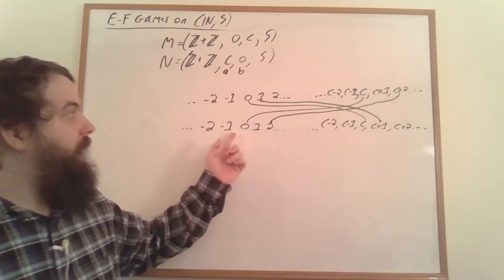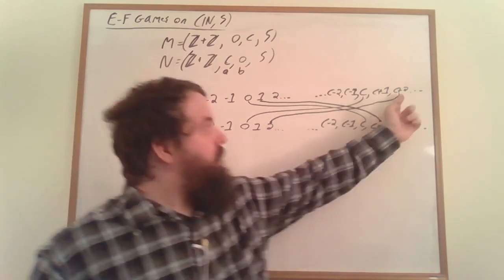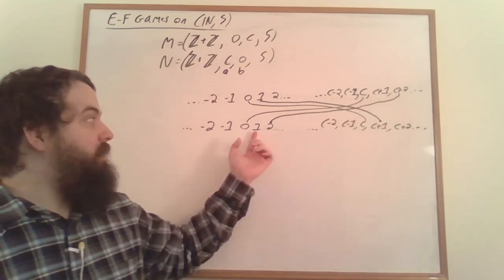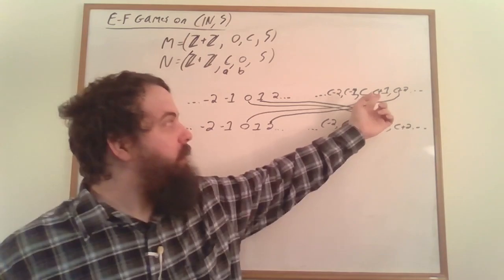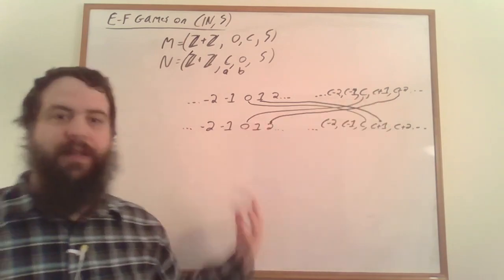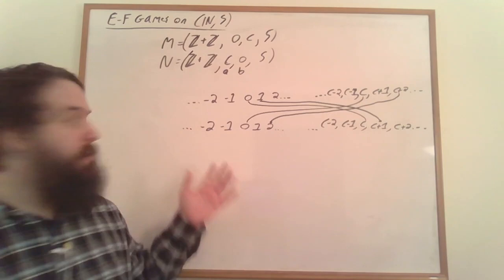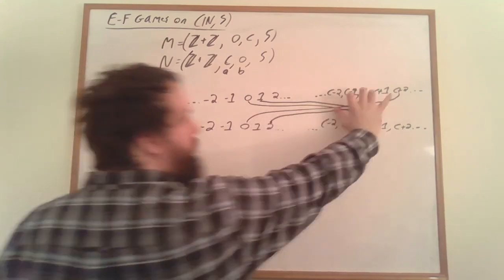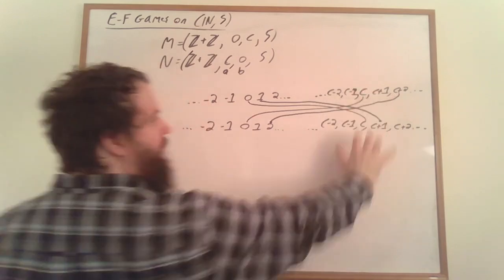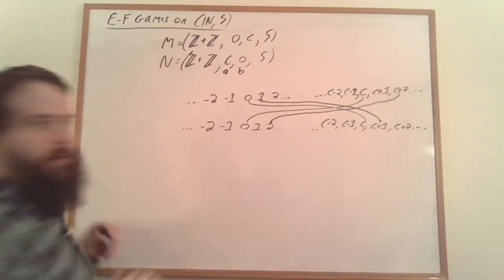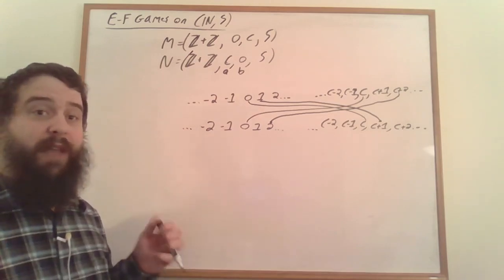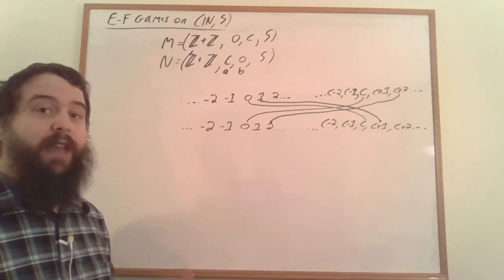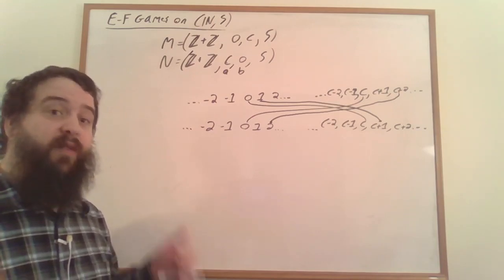Nonetheless, if duplicator matches this 2 here with C+2 up here, they've set up for in case spoiler plays at this 1 or this C+1 that they can match it and keep everything going. And as long as duplicator is careful to match up elements of this half with corresponding elements of this half and elements of this half with corresponding elements of this half, duplicator can play forever. In other words, duplicator has a winning strategy on the Ehrenfeucht-Fraïssé game of length n for every n.